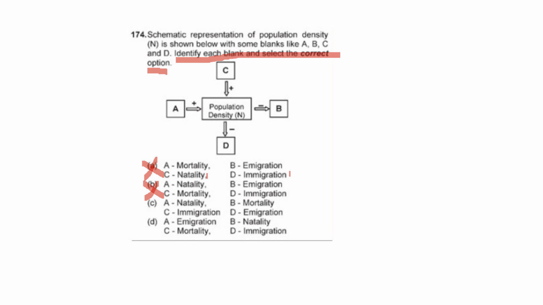We go to option D, A is immigration and C is mortality. Since A is immigration, this is also ruled out. So the option turns out to be C.